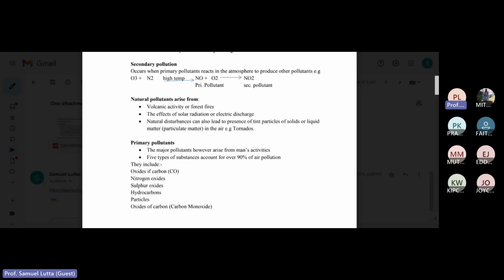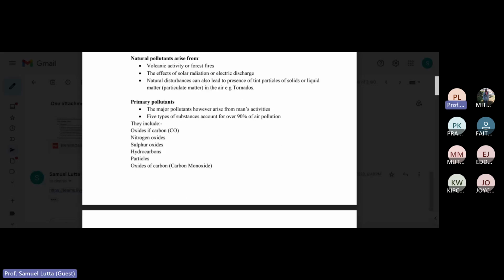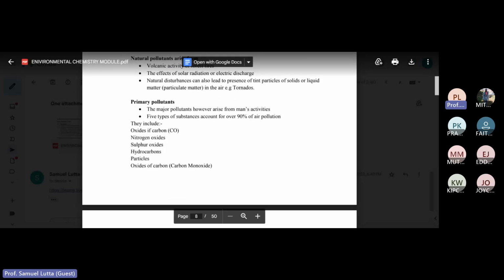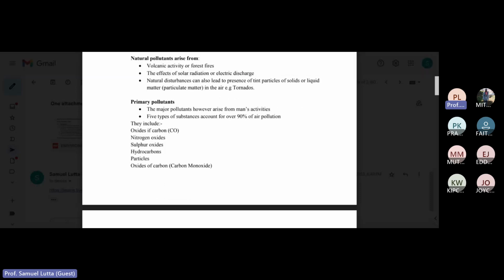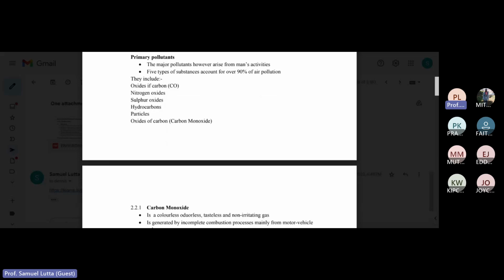Okay, so I think this is how we started. We divided by looking at oxides of carbon, so it's carbon monoxide and carbon dioxide. Oxides of nitrogen, NO and NO2 mainly. Sulfur oxides, sulfur dioxide and sulfur trioxide. Hydrocarbons, we talked about. And then the particles, these are the particulate nature. So we have that.